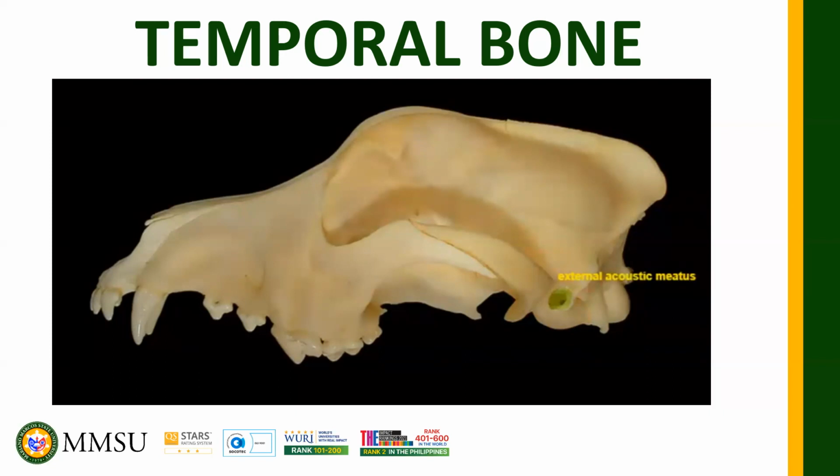Then, since it is a canal, of course, the external acoustic meatus usually serves as a passageway for any sound waves to travel from the external environment into the middle ear until the inner ear. Okay? So yung mga sound waves, they are being collected and then channeled by the pinna and then they will enter the ear canal where they travel to the eardrum.